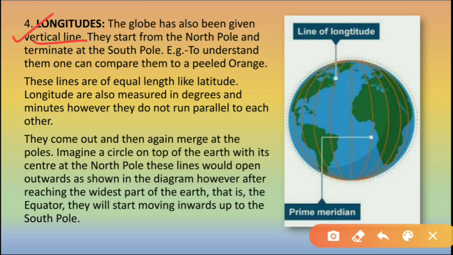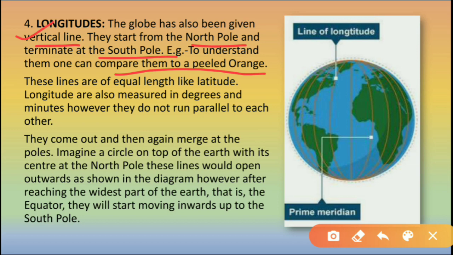Vertical means what? This is vertical in shape. Horizontal is this shape. So the longitudes are of this vertical shape. The longitudes are vertical lines. They start from the north pole and terminate, means they end at the south pole. To understand them, one can compare them to a peeled orange.